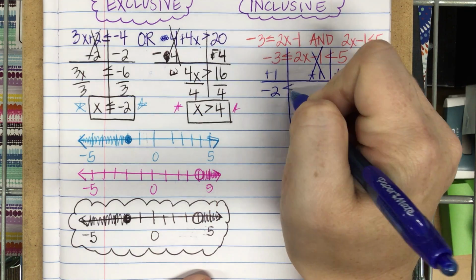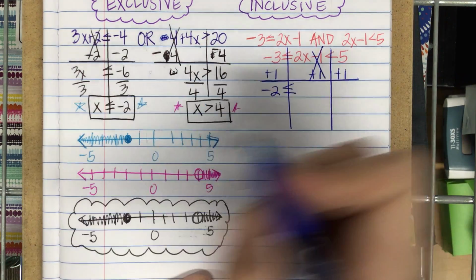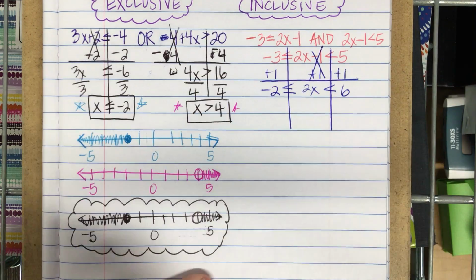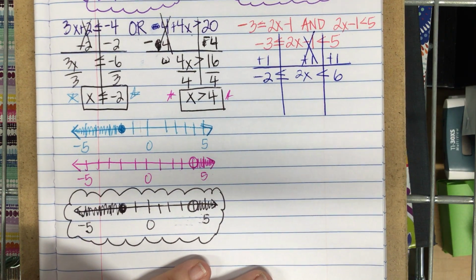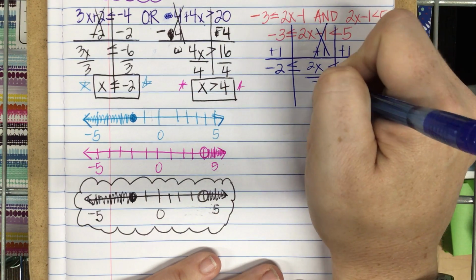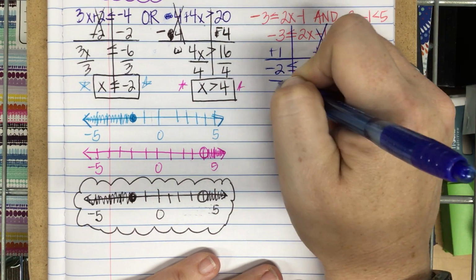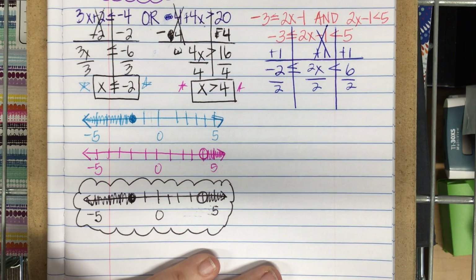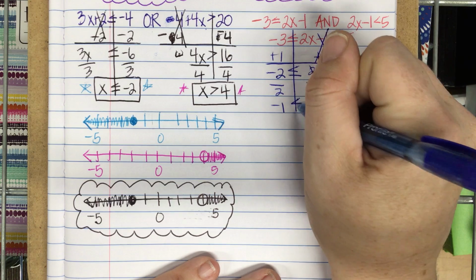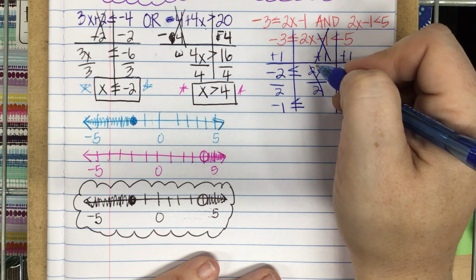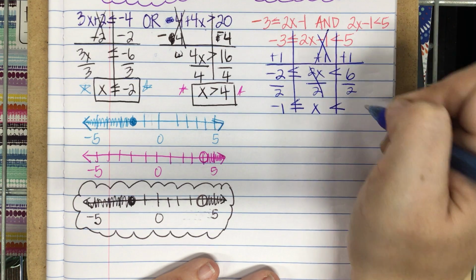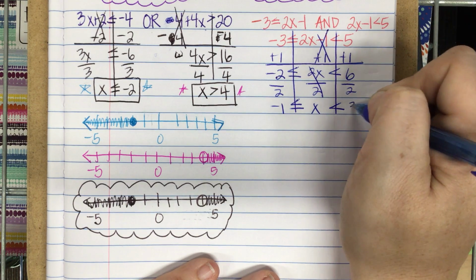Negative 2 is less than or equal to 2x, which is less than 6. Do you agree with my math so far? Now what do I do? Divide by 2. What's negative 2 divided by 2? Negative 1. I don't flip my sign because my coefficient was positive. x is less than 3.